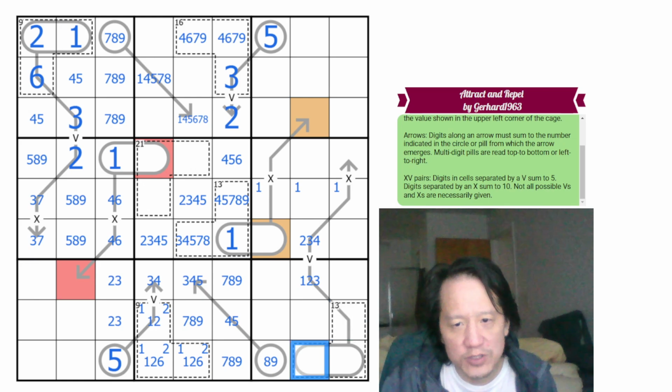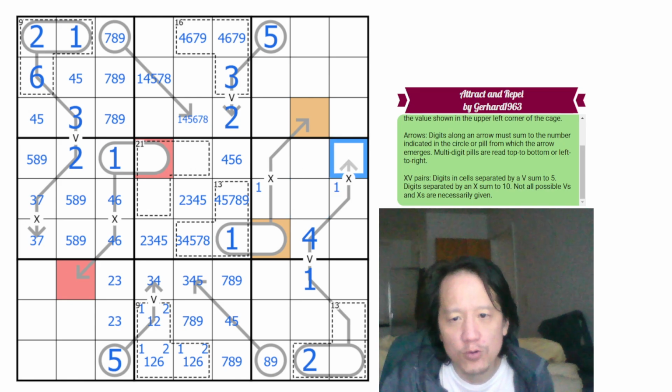So this has to be 2. This has to be 2, which makes this 1 and 4. So this can't be 1. So we know 1 is one of the 10s. So therefore the corresponding 9 must be with it. So that's 9, which means this can't be 9.